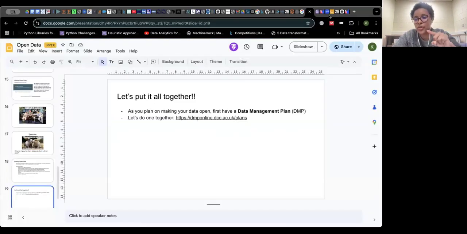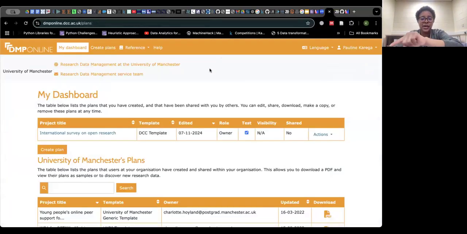This link goes to my own DMP account. And I found out that DMP also has a nice feature where I can look into my university's data management plans when I'm using it, which is really exciting for me. Right, so when you're at DMP, sorry about that.